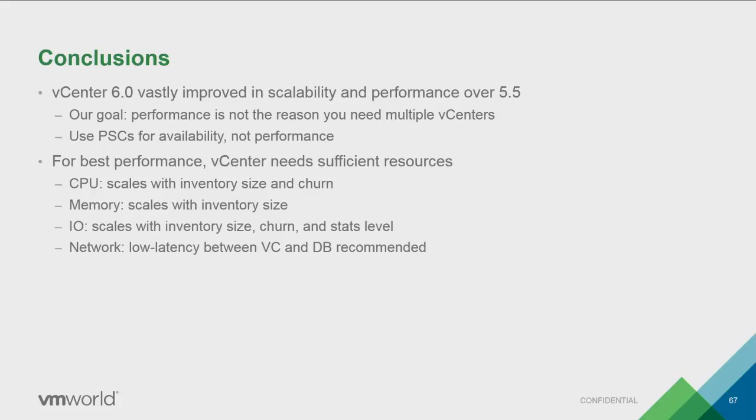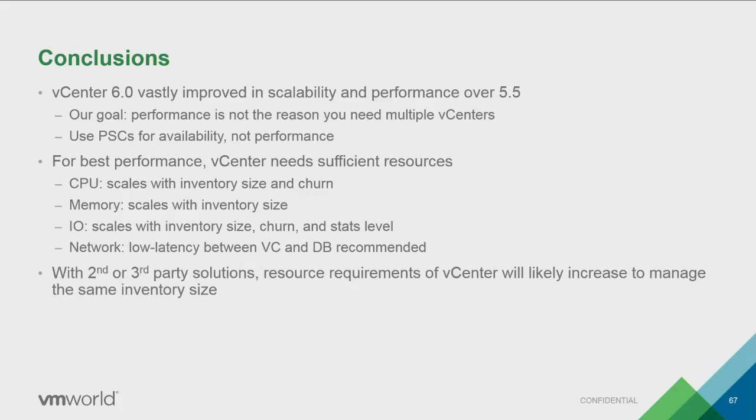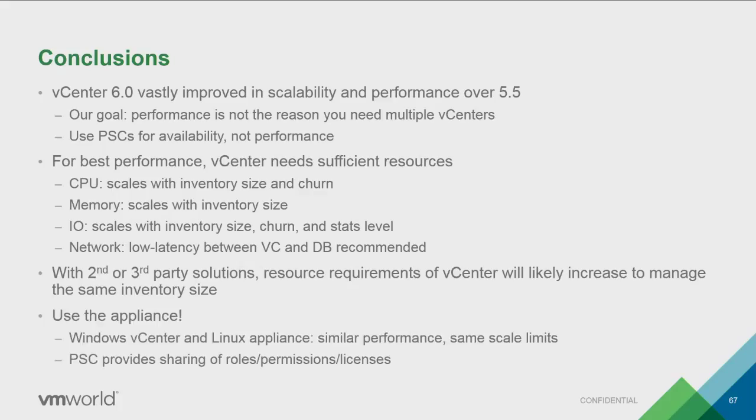Make sure that you give vCenter sufficient resources. Now you understand, I hope at least, some of the factors that influence that and how you should partition resources, whether it's churn, inventory size, or stats level. And these might change as you add more and more extensions. Finally, the appliance has performance parity with Windows, so if you're looking for an excuse to use the appliance, use performance, why not?